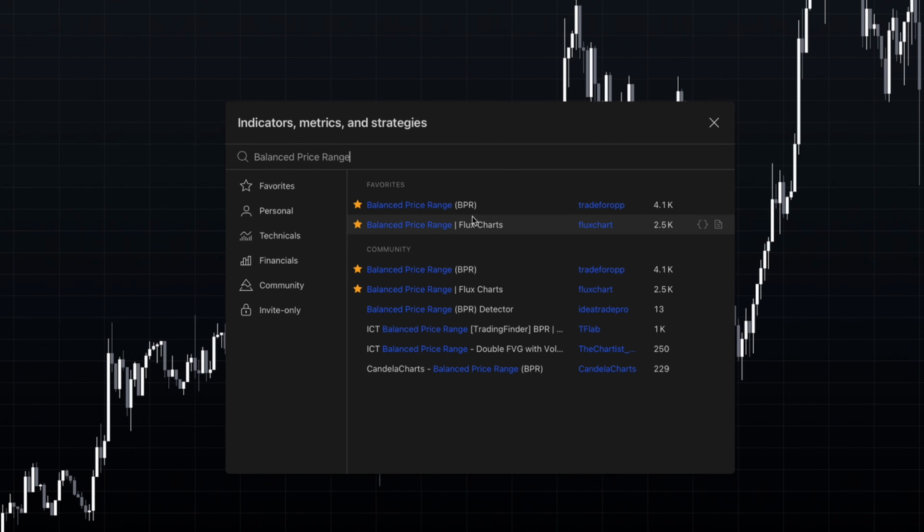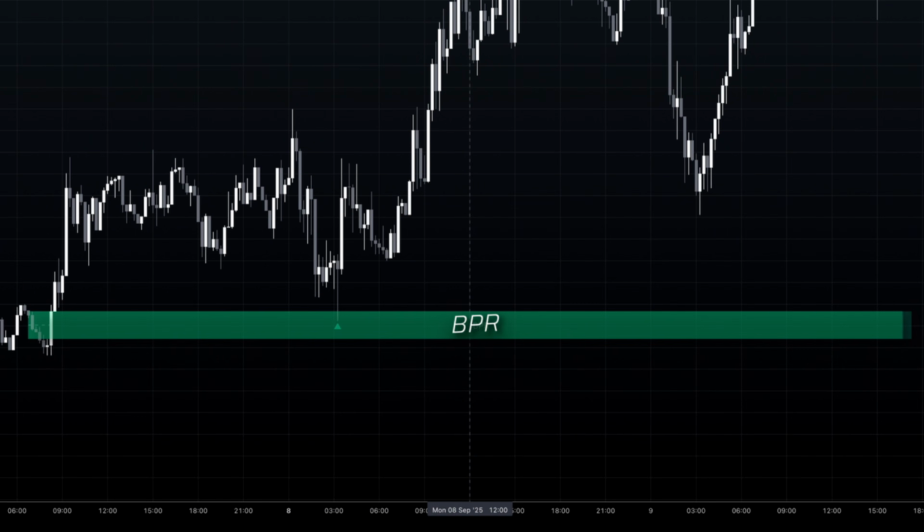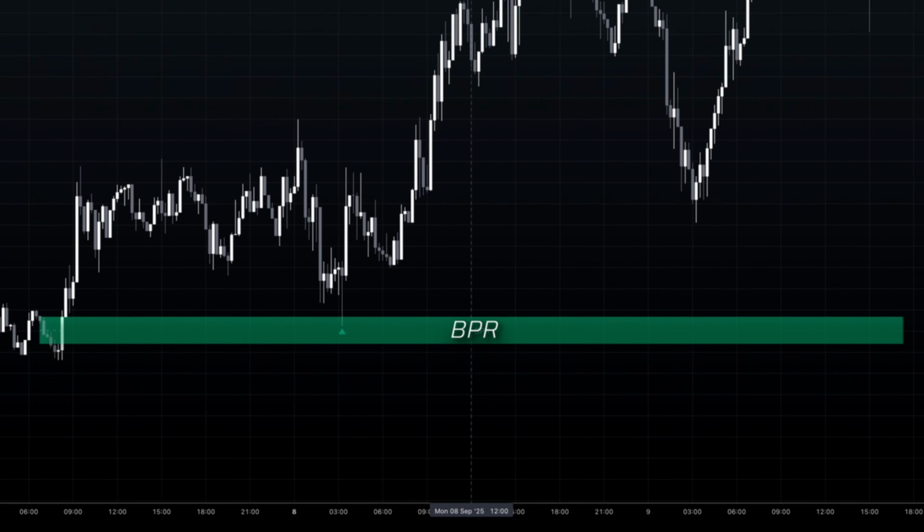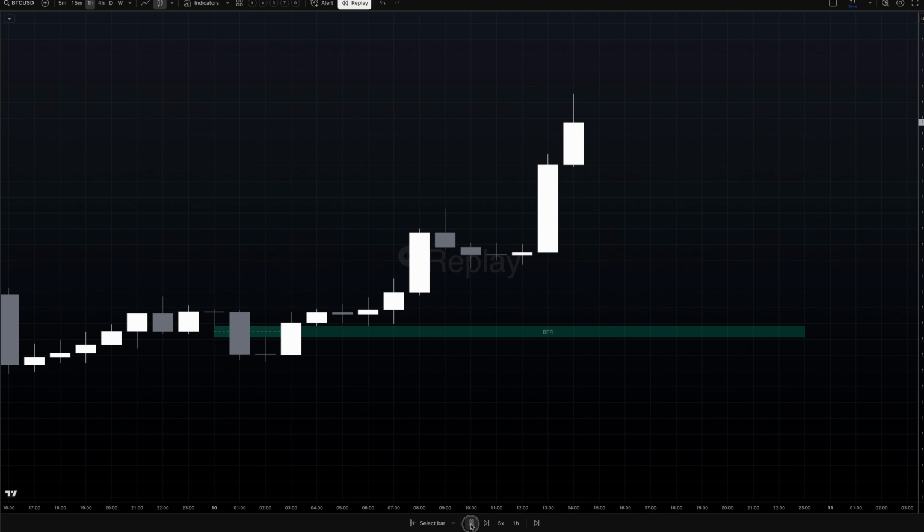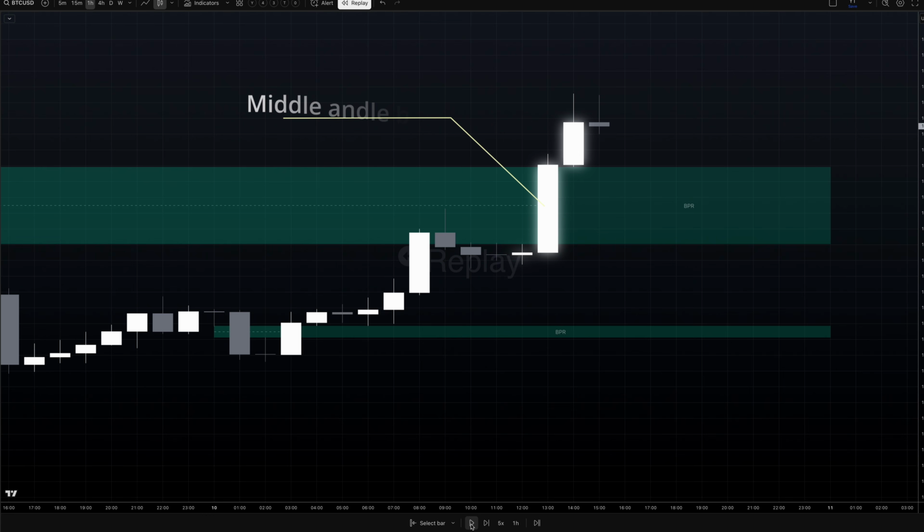Balanced Price Range. Created by Flux Charts, this sophisticated Pine script identifies fair value gaps, FVGs, and transforms them into balanced price ranges, BPRs. The detection mechanism identifies gaps where the middle candle's body exceeds 30% of the combined body sizes of adjacent candles, ensuring substantial imbalances rather than minor inefficiencies.